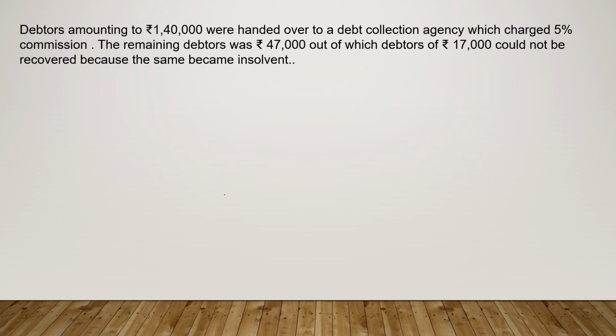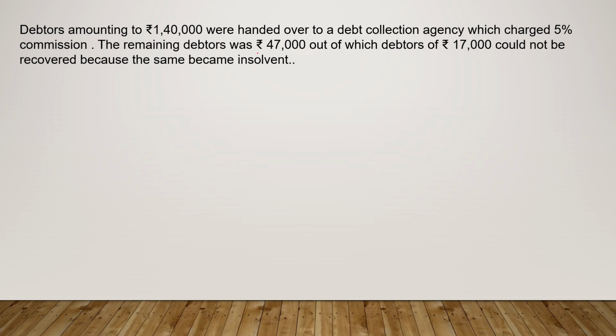Going to the next. Debtors amounting to 1,40,000 were handed over to a debt collection agency which charges 5% commission. So out of the debtors, 1,40,000 were handed over. They didn't want to collect it themselves, so they gave it to a debt collection agency. The agency would collect and make the payment. For that service, they are charging 5% commission. So the net amount that would be received by the business would be from 1,40,000, you have to remove the commission and the balance would be received.